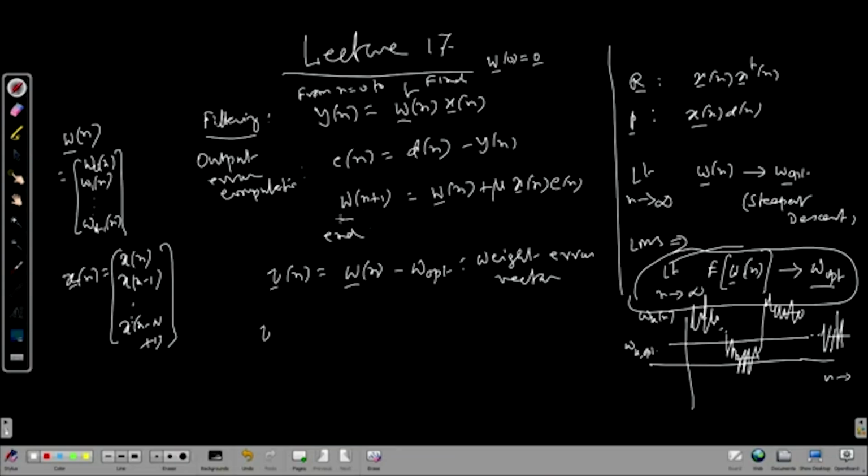So, W n plus 1 minus W opt will be V n plus 1. Right hand side, W n minus W opt plus this. So, W n minus W opt is V n, plus mu into x n E n. But this is not enough, because you know E n itself contains W n. This is how.